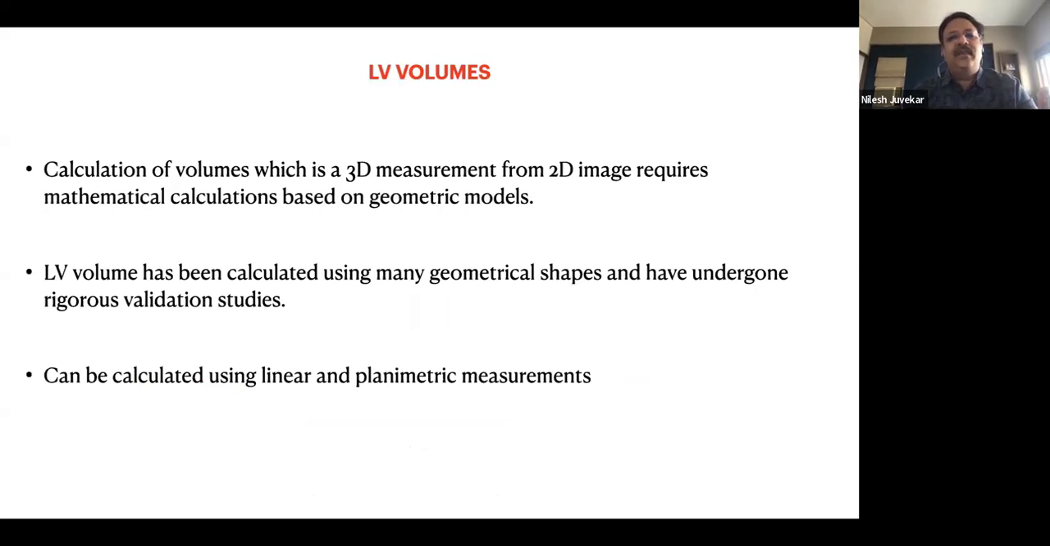Basically, volume is a three-dimensional measurement. And when we are going to do this three-dimensional measurement from 2D images, it needs certain mathematical calculations. And these mathematical calculations are based on certain assumptions of the geometry of the LV. So the LV has been described in various geometrical models, and they have undergone rigorous validation studies.